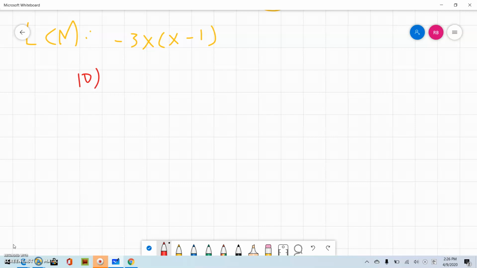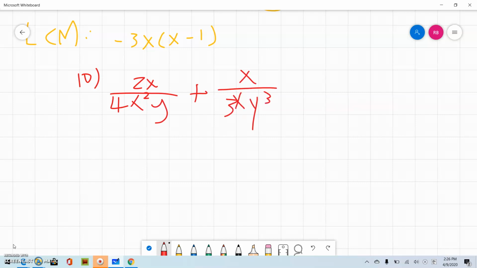Factoring out negative 1. Alright, this one is a simplify, so you need to first find the LCM of each denominator. But before I do that, I always try to factor as much as possible. So for example, this 2 cancels, and then 1x's cancel, and then x's cancel each other. So I can essentially write this as 2xy and then 1 over 3y cubed.